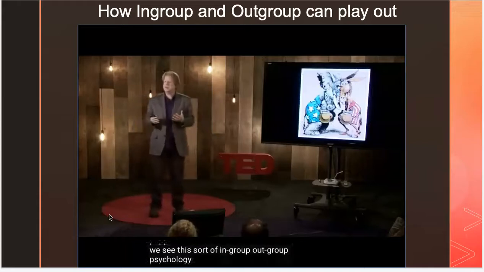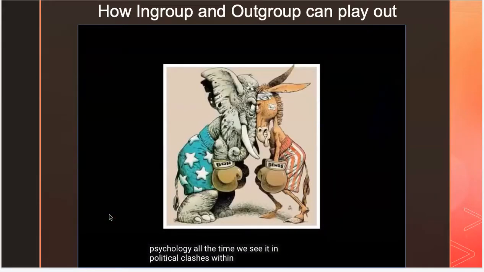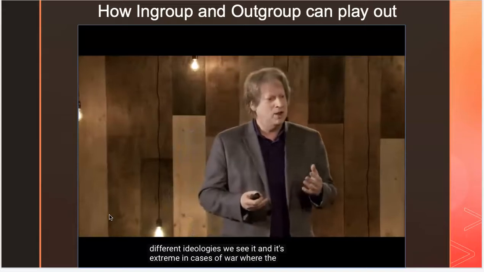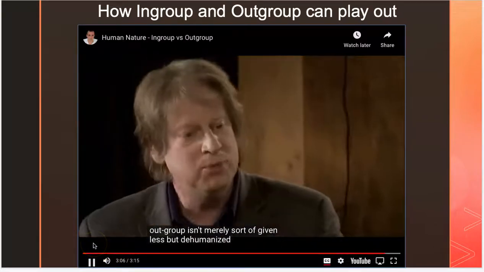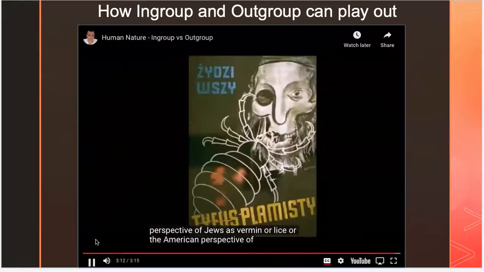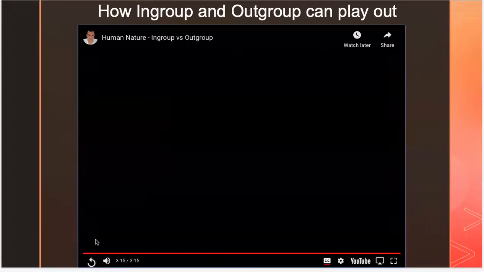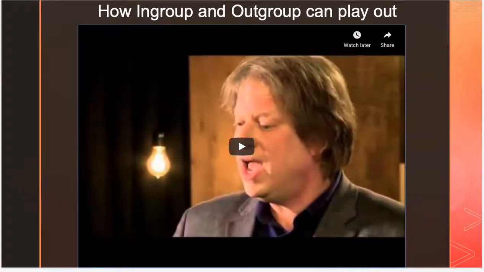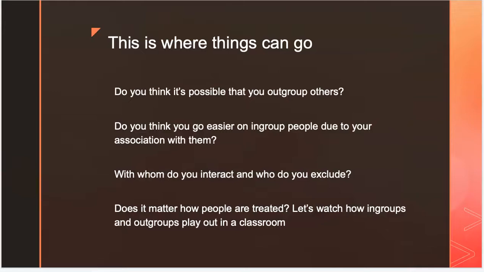We see this sort of in-group, out-group psychology all the time. We see it in political clashes between groups with different ideologies. We see it at its extreme in cases of war, where the out-group isn't merely given less, but dehumanized, as in the Nazi perspective of Jews as vermin or lice, or the American perspective of Japanese as rats. So again, we start to see these things play out. This is where things can go when we start thinking about in-group and out-group.